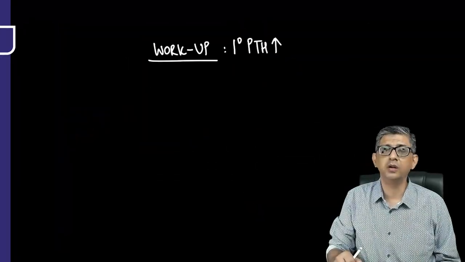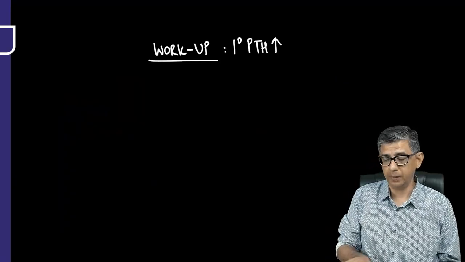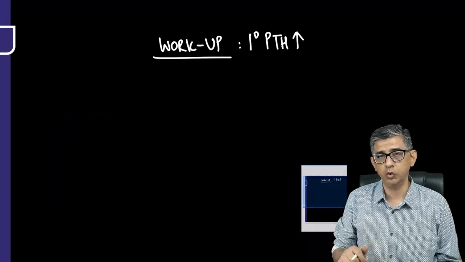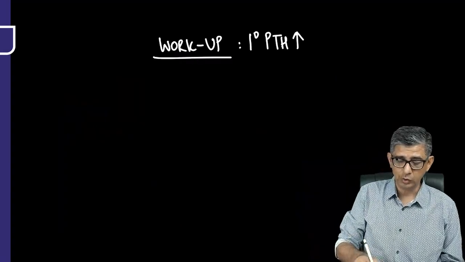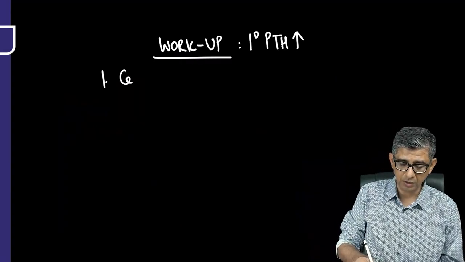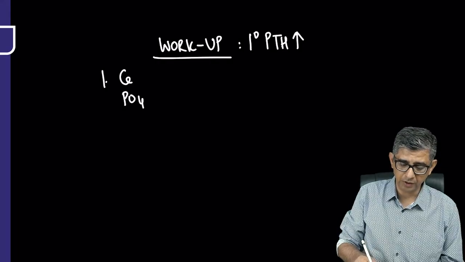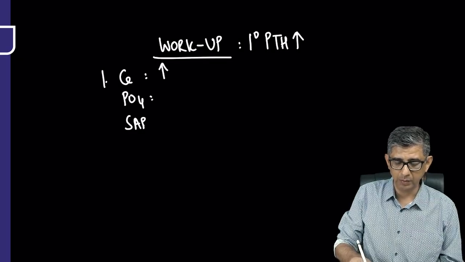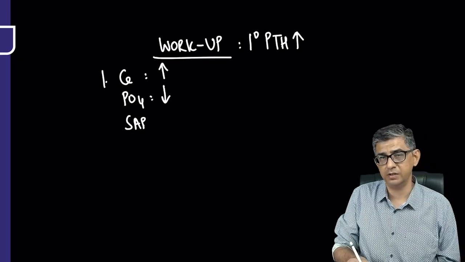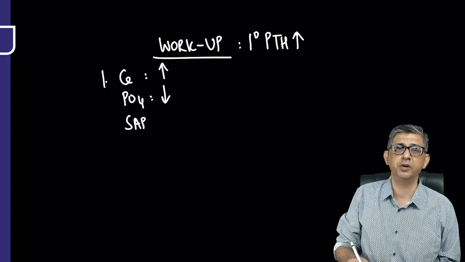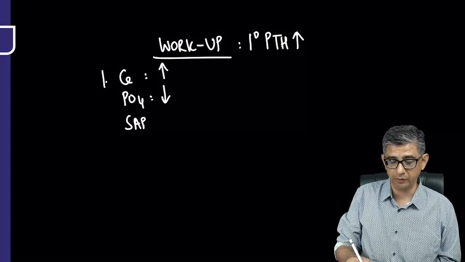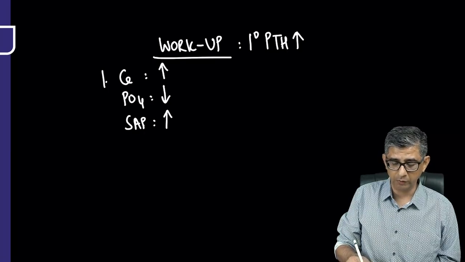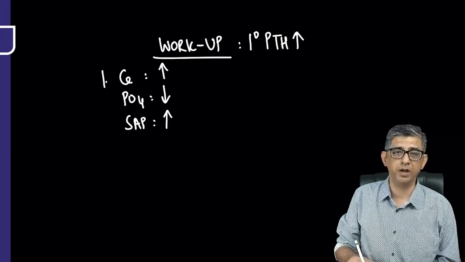We will now focus on the workup of a patient with primary hyperparathyroidism, the patient with stones, bones, moans and groans. I'm going to run a serum calcium, phosphate and serum alkaline phosphatase in the patient. Because PTH is more, calcium will be more. Calcium and phosphate have an inverse relation. I told you it causes phosphate loss by the proximal tubule, so phosphate would be less. And because bone turnover would be enhanced, serum alkaline phosphatase would be elevated.